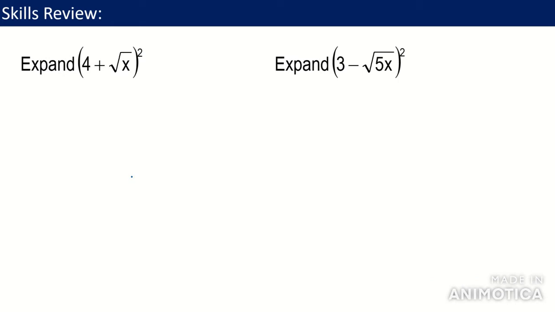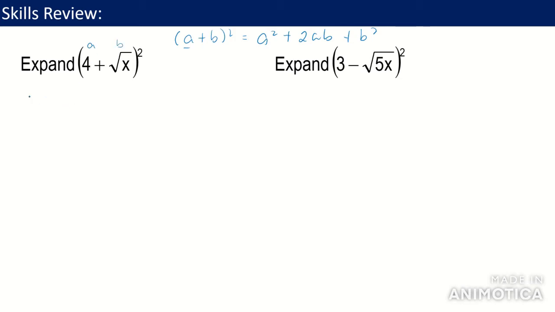Now, what if we have a radical contained in a binomial? How are we going to do it? The same process will be followed. We have quantity a plus b squared is equal to the square of the first term plus 2 times a times b, plus the square of the second term, so we have b squared. This is our a and this is our b.